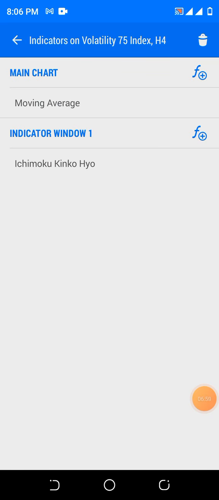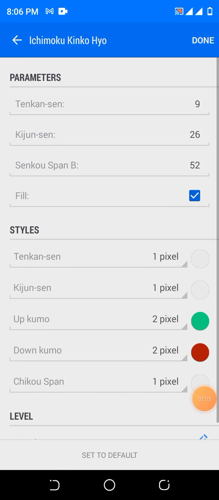Now the second indicator, Ichimoku. Do you understand? Now look at the settings for Ichimoku. Tenkan-sen is 9. Kijun-sen is 26. Senkou Span B is 52. Fill, mark it. Do you understand?